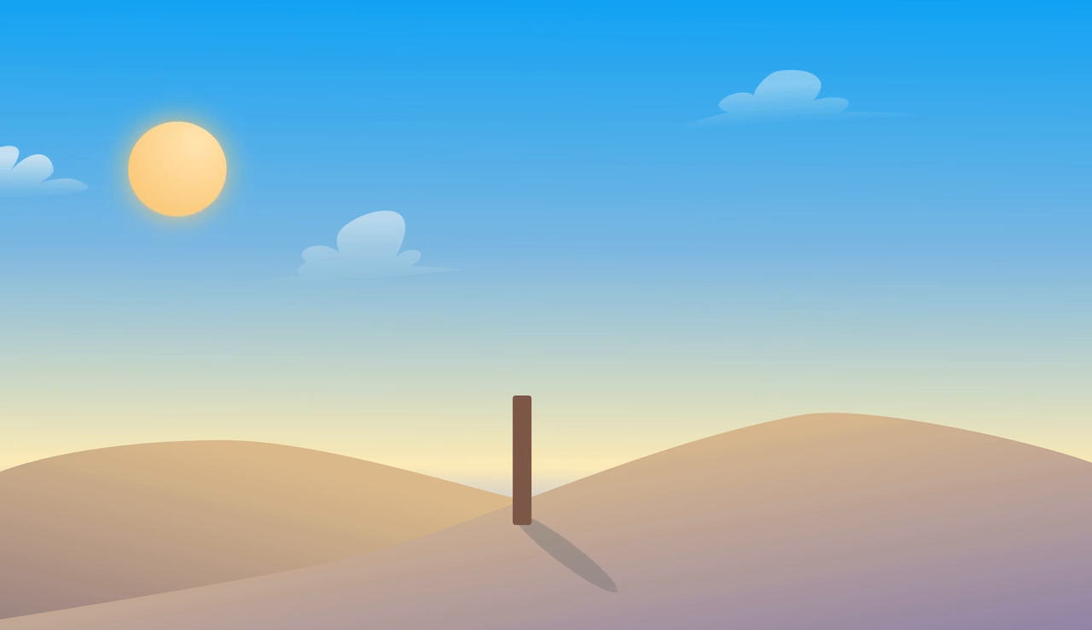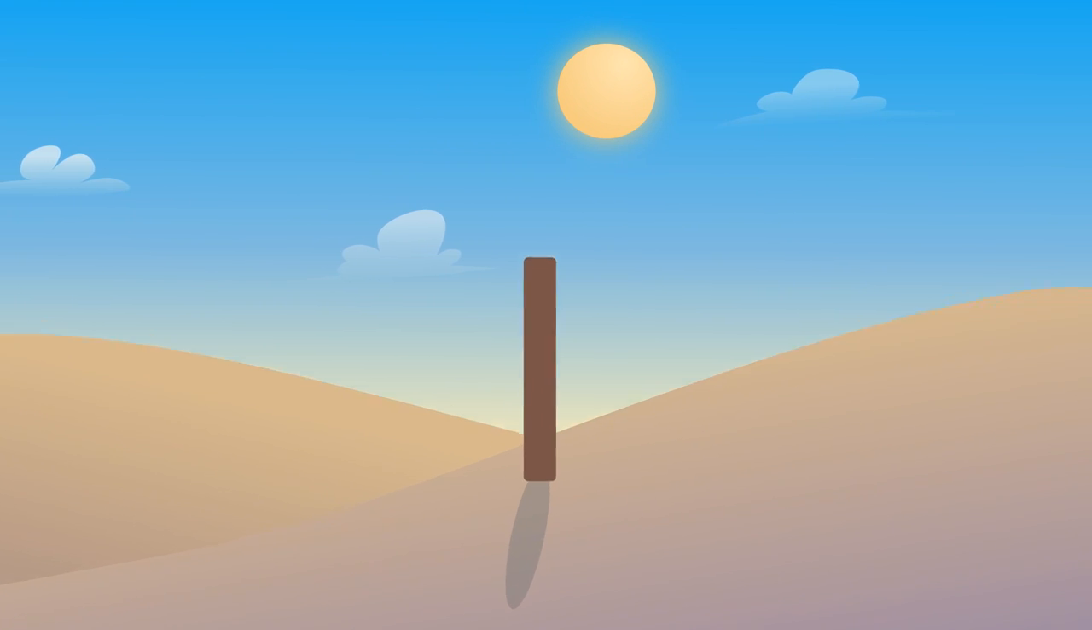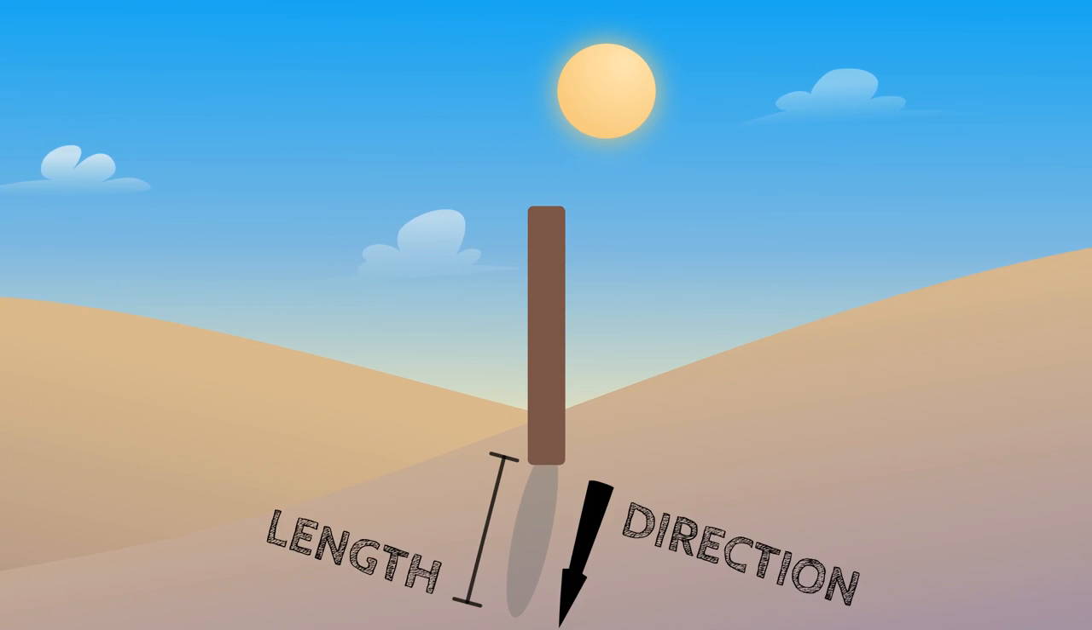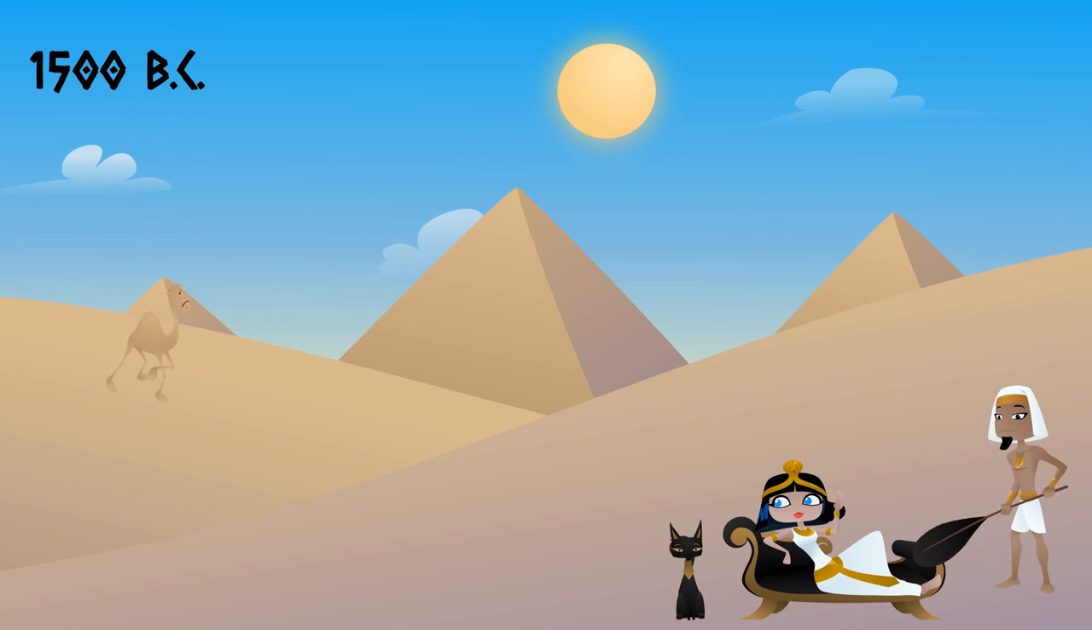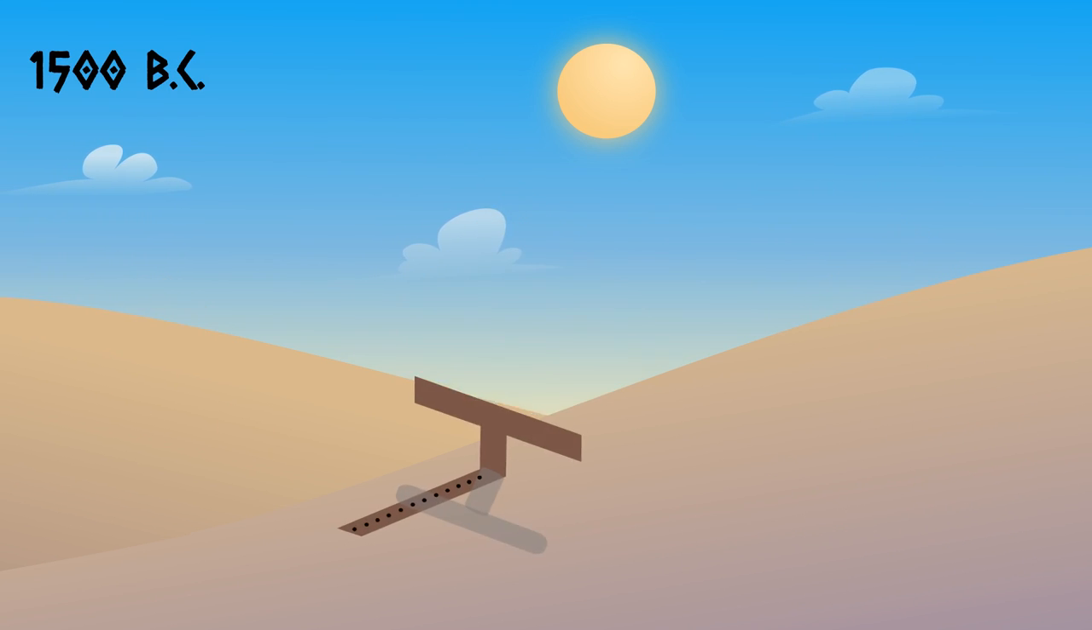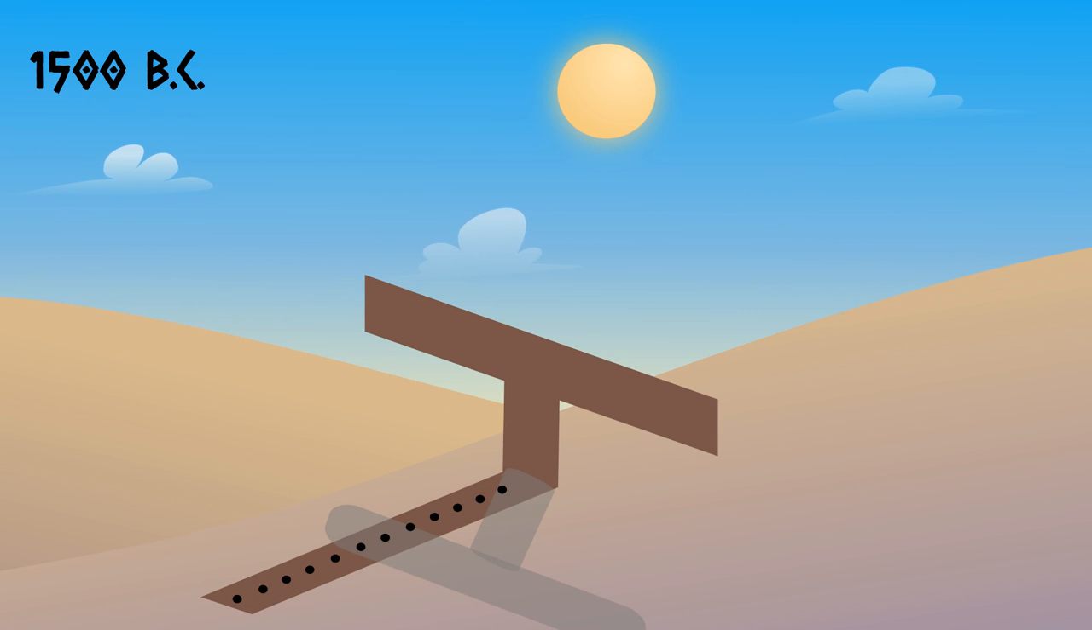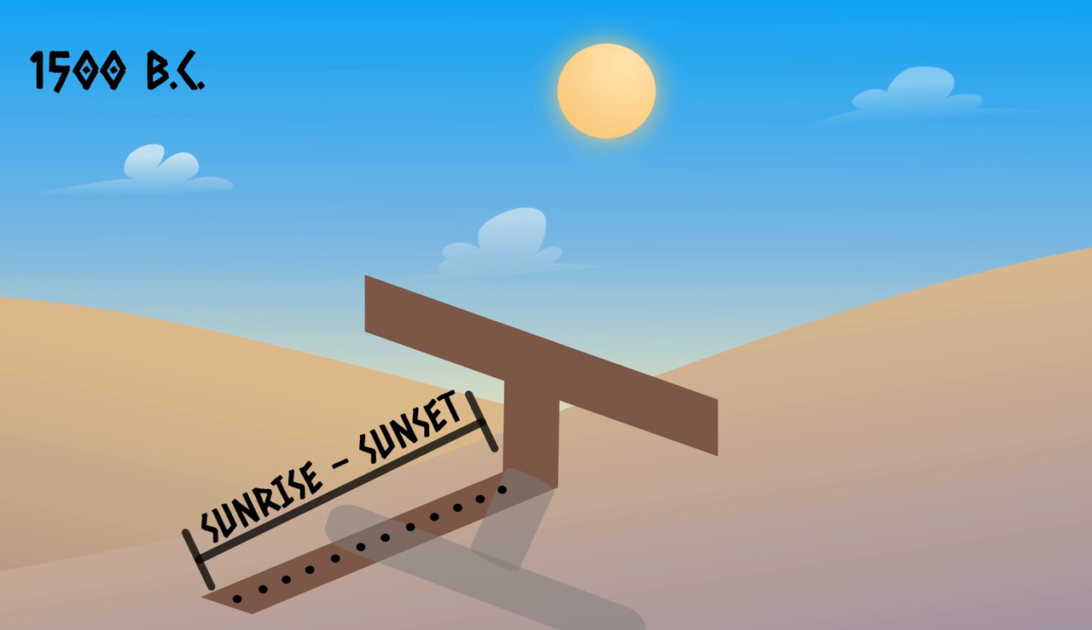The earliest timekeeping devices relied on the sun. The first sundials were simply sticks placed in the ground that showed time by length and direction of the resulting shadow. In 1500 BC, Egyptians made a more advanced sundial, a T-shaped bar placed in the ground, dividing between sunrise and sunset into 12 parts.